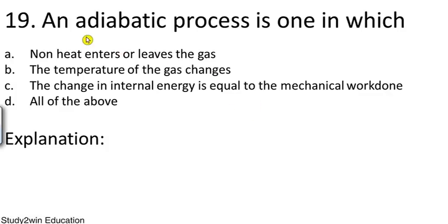Next question. An adiabatic process is one in which no heat enters or leaves the system. This is correct. The temperature of the system changes. This is also correct. The change in internal energy is equal to mechanical work done. This is also correct, because no heat gets into or leaves the system, so the work done is due to the internal energy only. All of the above is the correct answer.